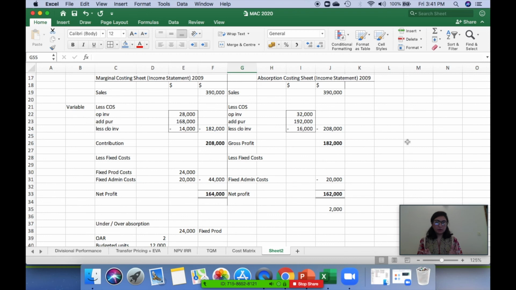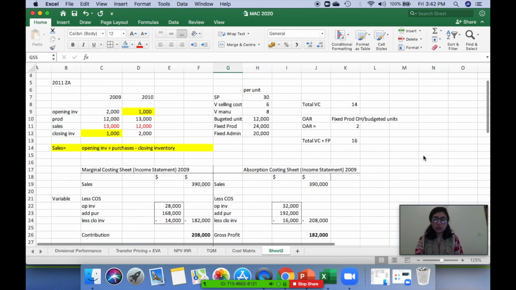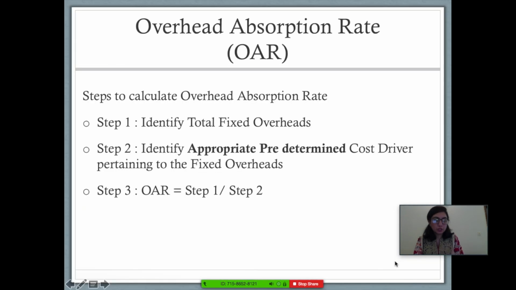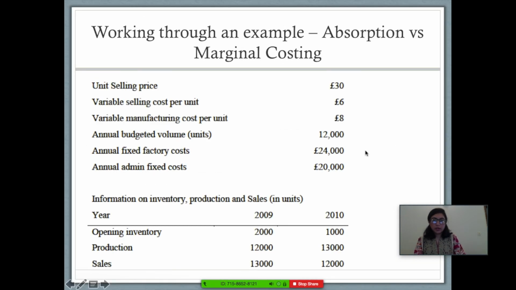Please remember, your workings should mirror my workings. Why? Because if you do it in this systematic way, you will never make an error. So it's very important that you always work in a systematic way. Always go back to your question and see whether you've missed anything or not.